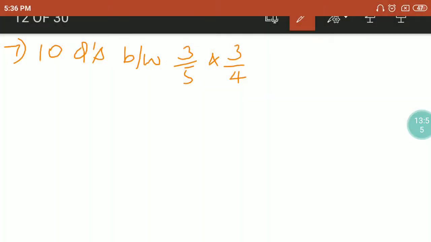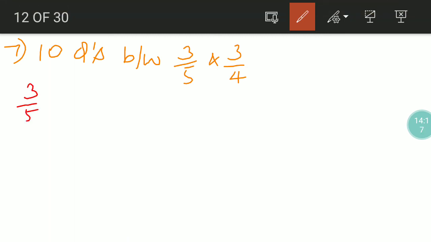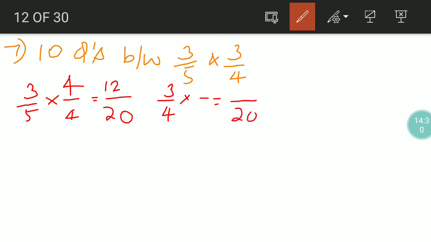In this question, what we have to do is find 10 rational numbers between 3 by 5 and 3 by 4. This is the 7th one. So how to find? First, we'll make the denominators the same. So how to make? First, what is the LCM of 5 and 4? It is 20. So 3 by 5 into what makes the denominator 20? So 5 4s is 20. So 3 4s is 12. Now 3 by 4 into what makes the denominator 20? So 4 5s are 20. So 3 5s is 15.